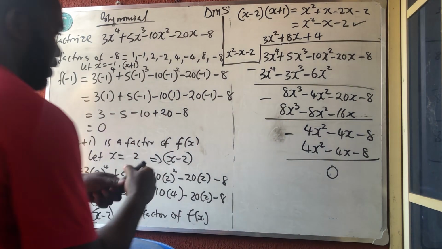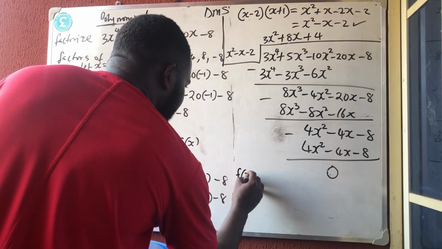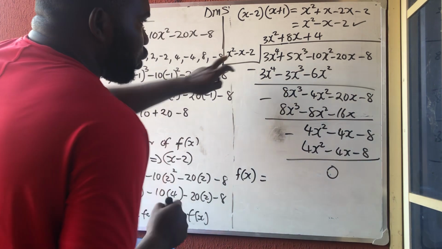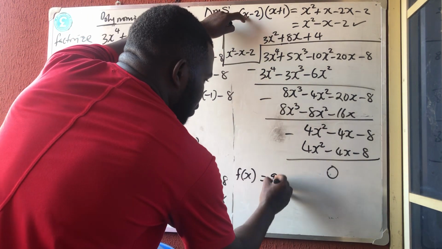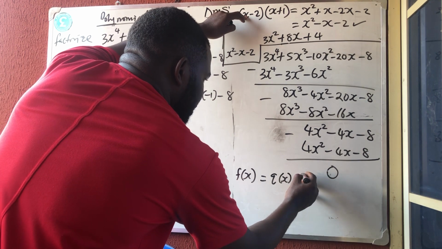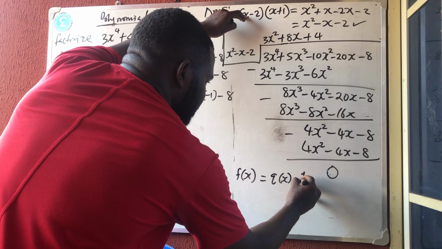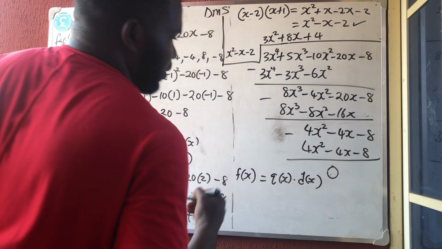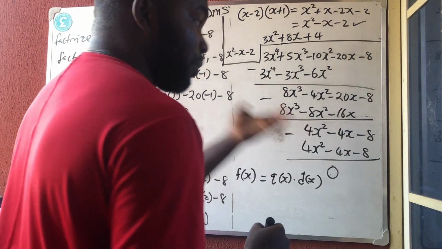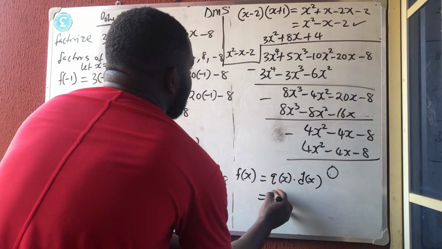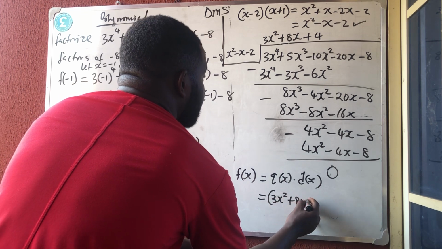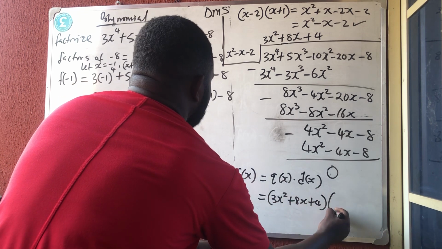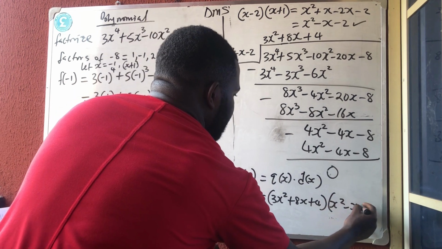So permit me to clean here. It means that f of x is now the combination of your divisor with the quotient. Don't forget, quotient times the divisor, plus the remainder, but the remainder is 0 because it's a factor. So my answer is the quotient, which is 3x squared plus 8x plus 4, into x squared minus x minus 2.